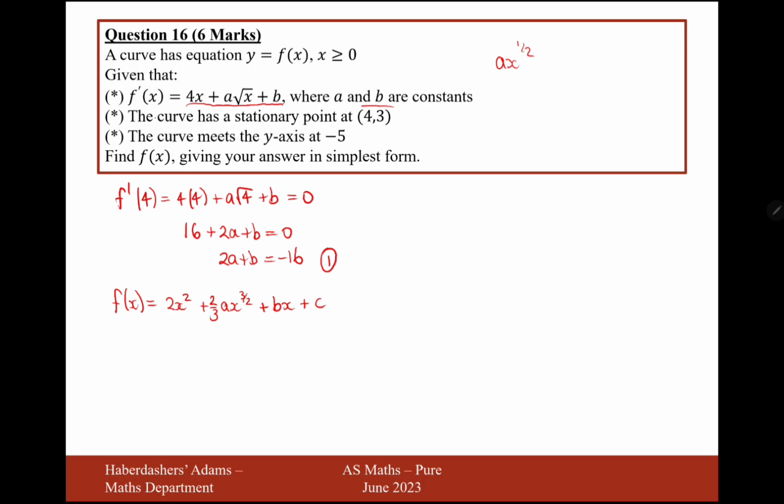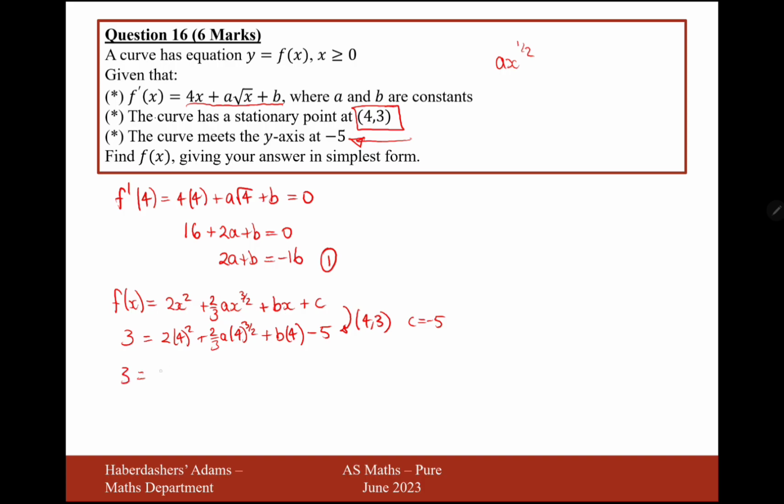The function definitely goes through coordinate (4, 3) because it tells us it has a stationary point at that point. So I can now substitute in the coordinate (4, 3). So 3 will be on this side, and it will be 2 times 4 squared, add 2 over 3 a, 4 to the 3 over 2, add b times 4. Now I'm going to jump straight in and use this last bullet point. The curve meets the y-axis at -5. That means that c is equal to -5. So -5. Let's simplify the algebra on this.